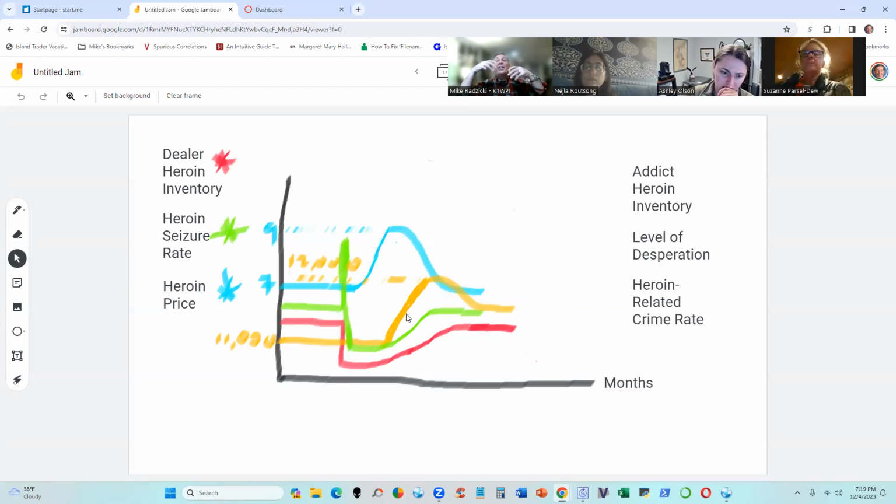That takes time. And then the customers have to say, I got enough for 2 bags. I'll come back to you in a couple of weeks. In the meantime, I got to go commit some crimes. So then the crime rate starts. So it doesn't all happen simultaneously. So it's not just the shapes, but the shapes in relation to one another, right?